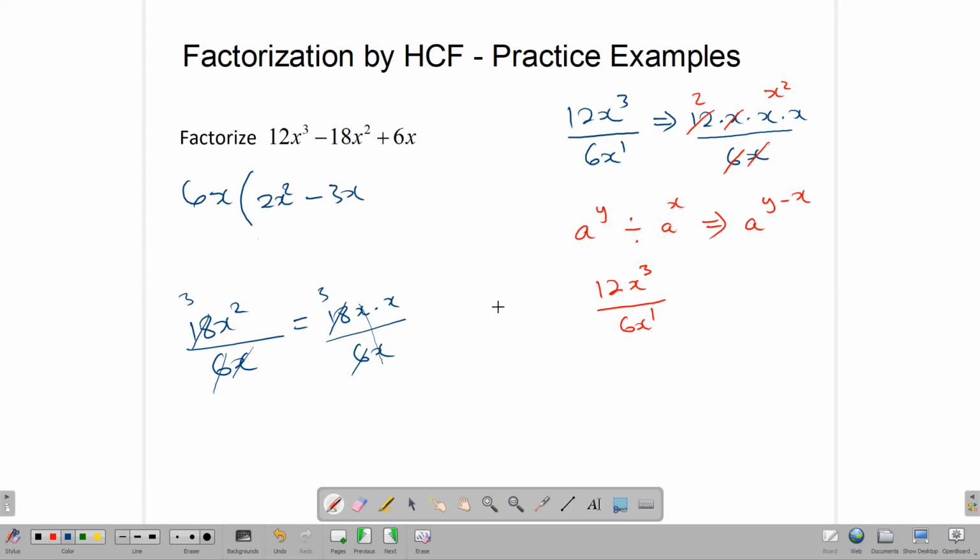And at the end part, we have 6x divided by 6x. Now, you know that when you divide a number by itself, the answer is 1, except when you have 0 over 0. This has no meaning. In every other case, the answer is 1. So 6x divided by 6x is 1, and so we write our 1. We close our bracket, and we are finished factorizing this expression by 6x, which is our highest common factor.